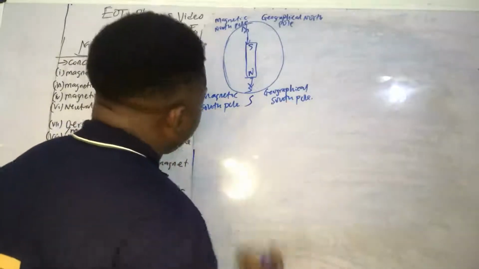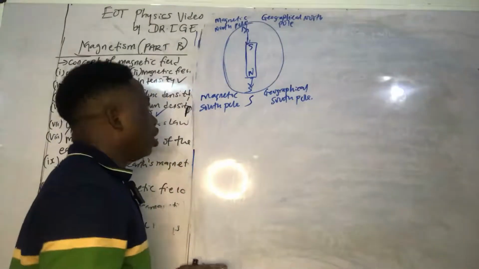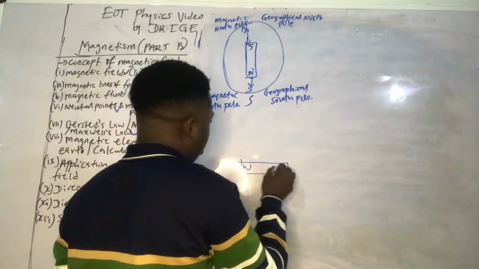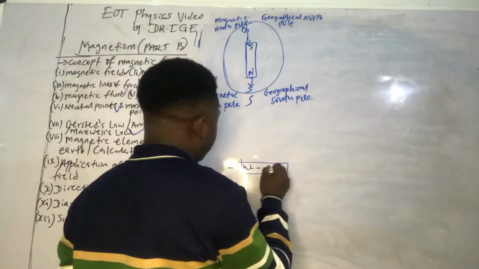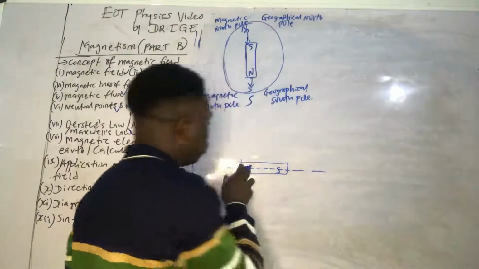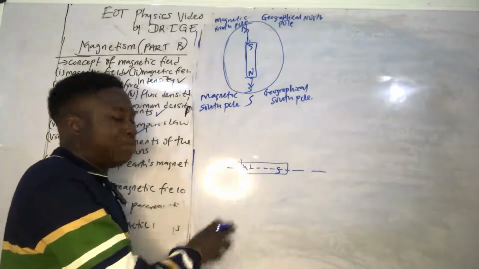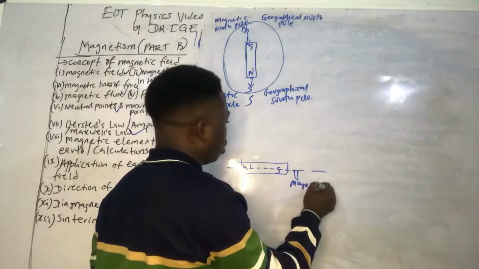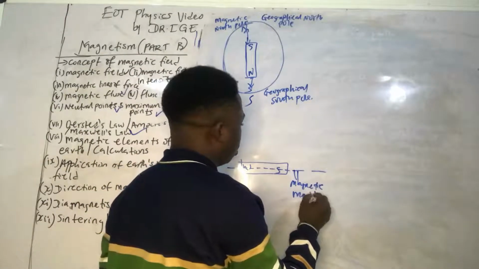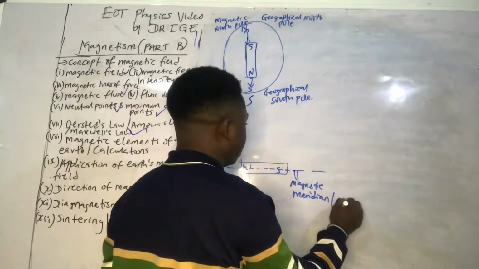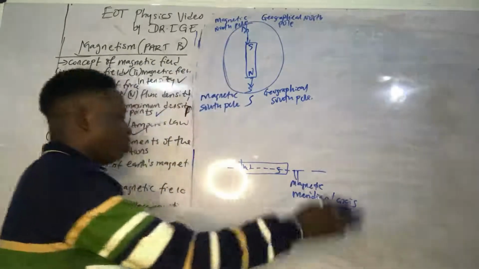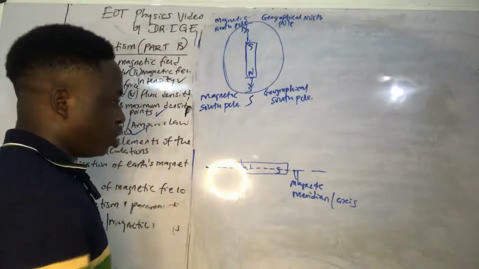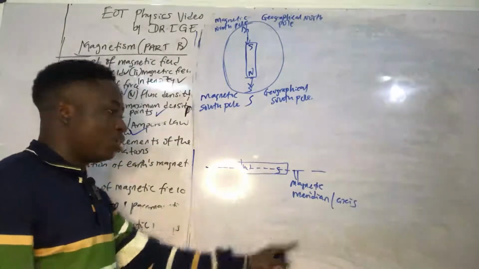Okay. Now, normally in a magnet, for example, this is a magnet. Any line that passes through the magnet, that runs from the north to the south pole, or that splits the magnet into two, we call it either the magnetic meridian or the magnetic axis. Please, English should not confuse you. They will not ask you a question and ask which of the following is correct. Just put it that way.